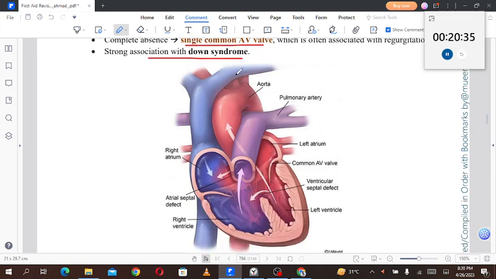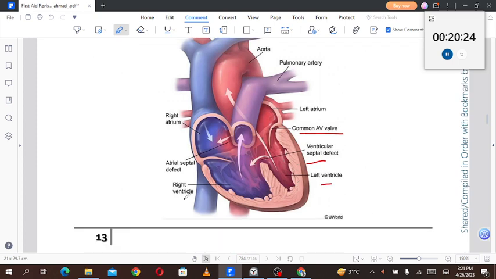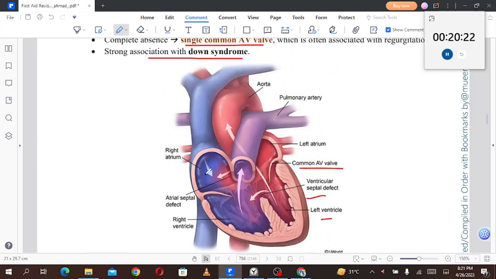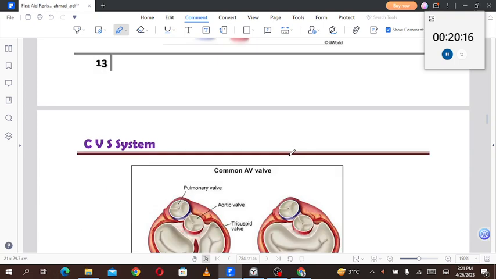Complete AV canal defect: here you can see there is a common atrioventricular valve connecting all four chambers together. Both the atria are connected to both the ventricles. A ventricular septal defect is also present, with the left ventricle over here and the right ventricle here, along with an atrial septal defect. So an atrial septal defect along with a ventricular septal defect with a common AV valve is a strong association with patients with Down syndrome.